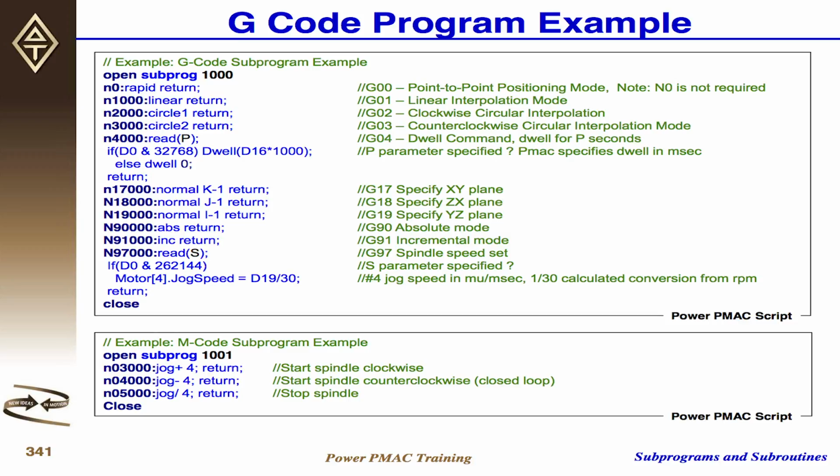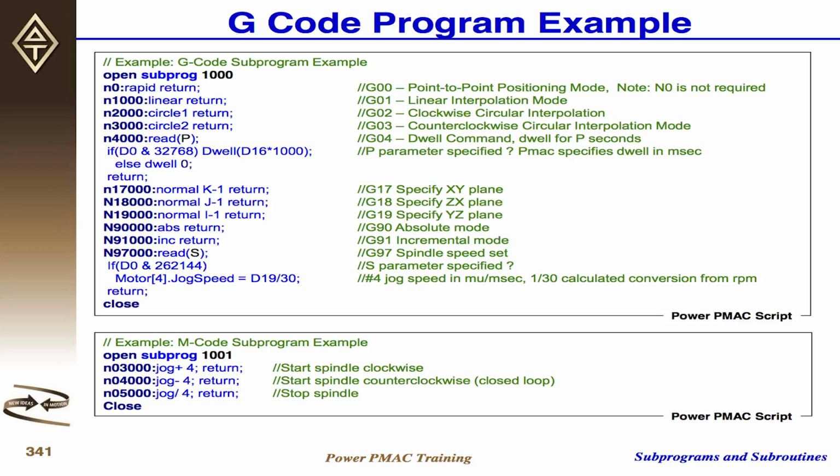And then else, if nothing is read, you want to make sure you don't wait in here, so you issue a dwell 0, then return. Is this clear? This is how you read successfully a letter in PMAC. For example, let's look at this, the G97.